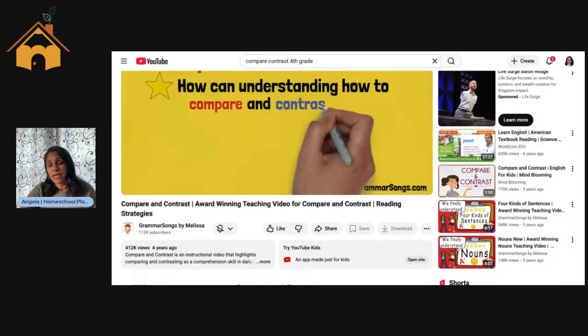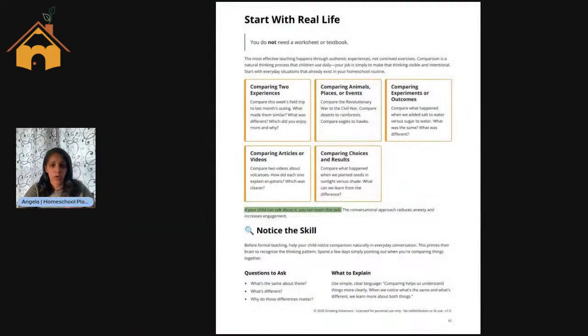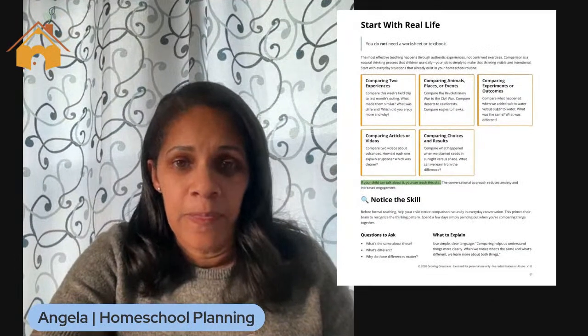If it's the first time, this is fourth grade. So she's already been introduced to compare and contrast a few times. So I just wanted to share that's my go-to person. Everybody has their people that they look at, that they use, and their resources. Use whatever fits you.